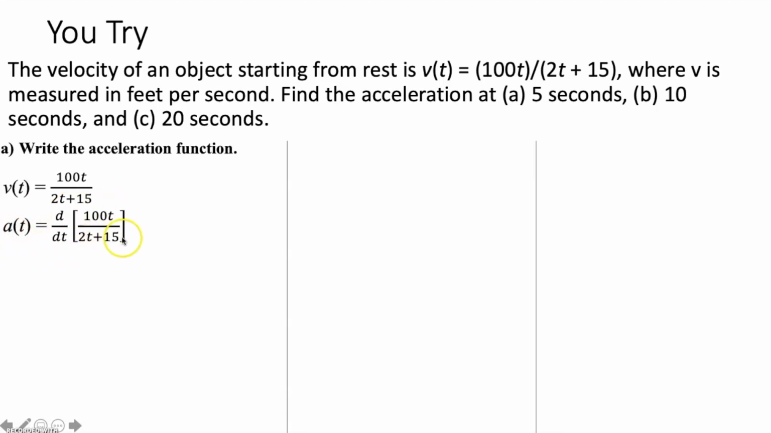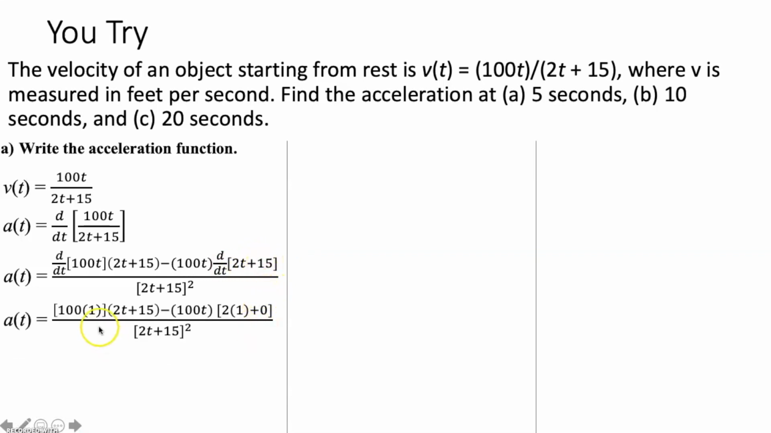So how do we take the derivative of this here? Well, we have variables in the numerator and denominator. We're going to have to use the quotient rule. And the quotient rule says we need to take the derivative of the numerator times denominator minus numerator times derivative of denominator all over denominator squared. So how do we simplify this? Well, derivative of 100t, 100 is just a constant, so we can move that out front. Derivative of t is just 1, so we get 100 times 1. Over here, derivative of 2t plus 15, we've got to take the derivative of each term separately. The derivative of 2t is just going to be 2 times 1, and then derivative of 15 is just going to be 0.